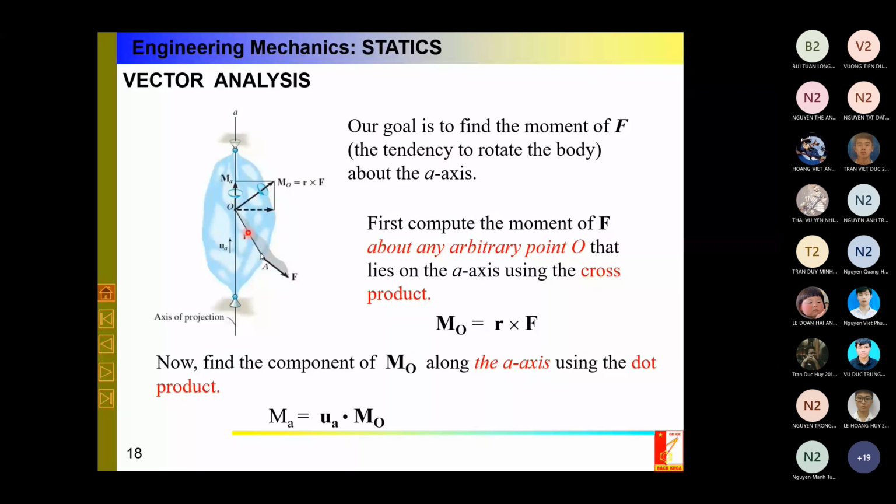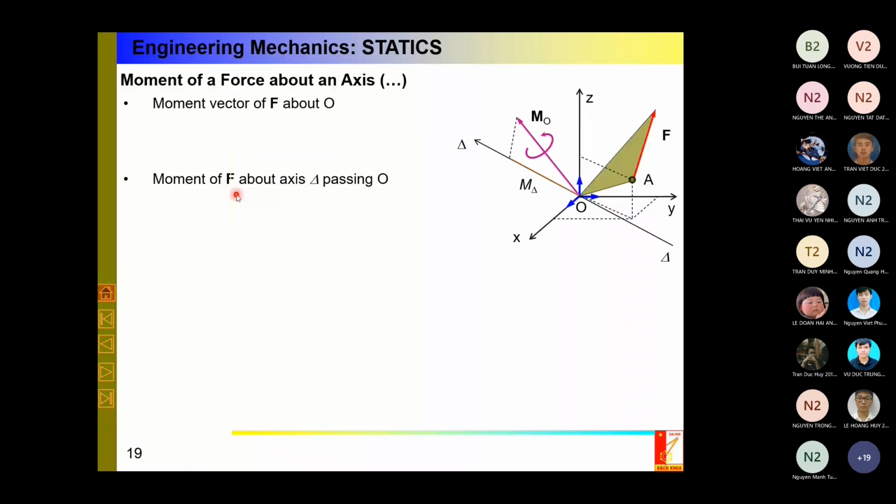You know from the mathematics course that the projection of one vector, in this case vector MO, onto a line in some direction is a dot product. The dot product is a product of this vector and the unit vector of this direction. So in this case, I have moment MA, like a magnitude or scalar. Okay, so the cross product is for finding the moment of F about point O, and I have a vector. After that, I use a dot product to find a projection on A, okay, on axis A.